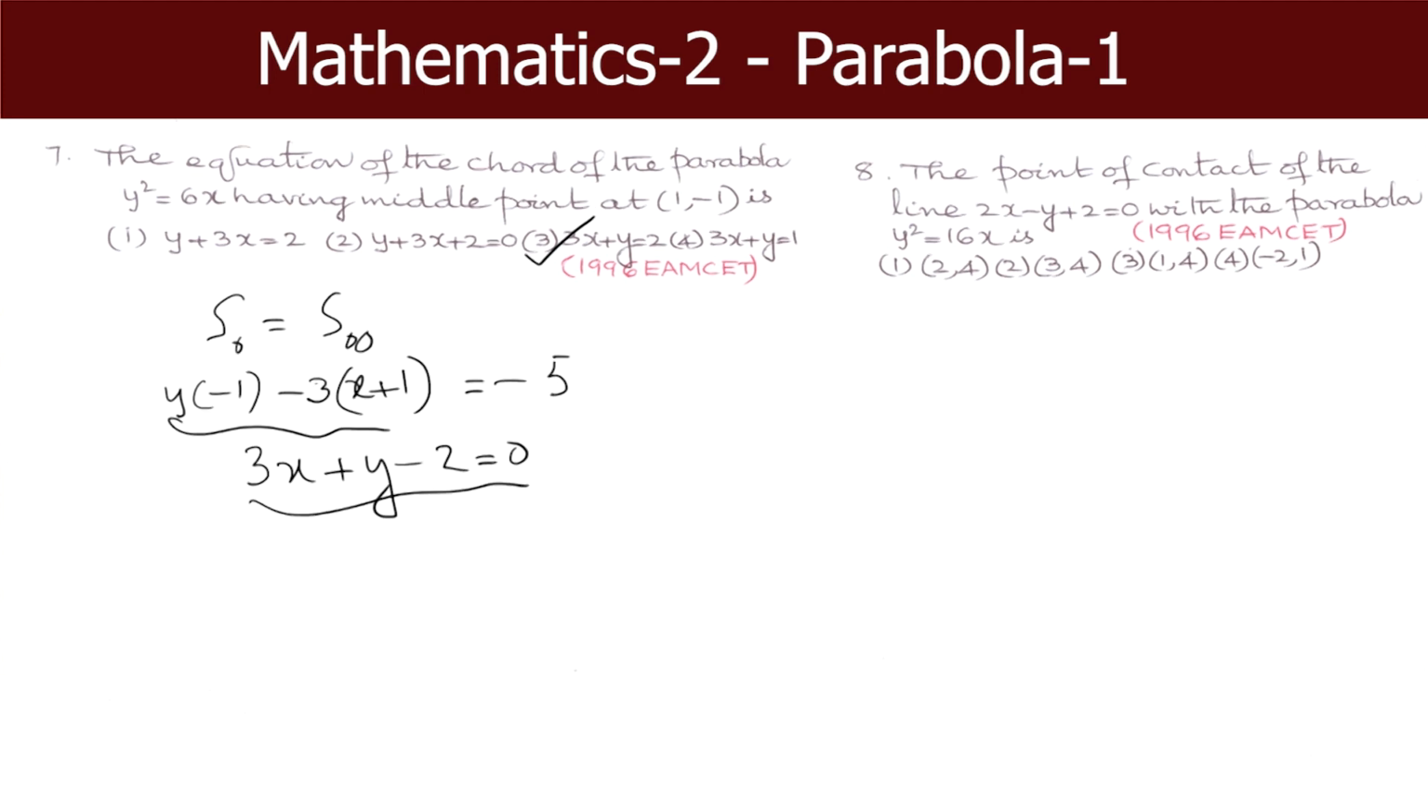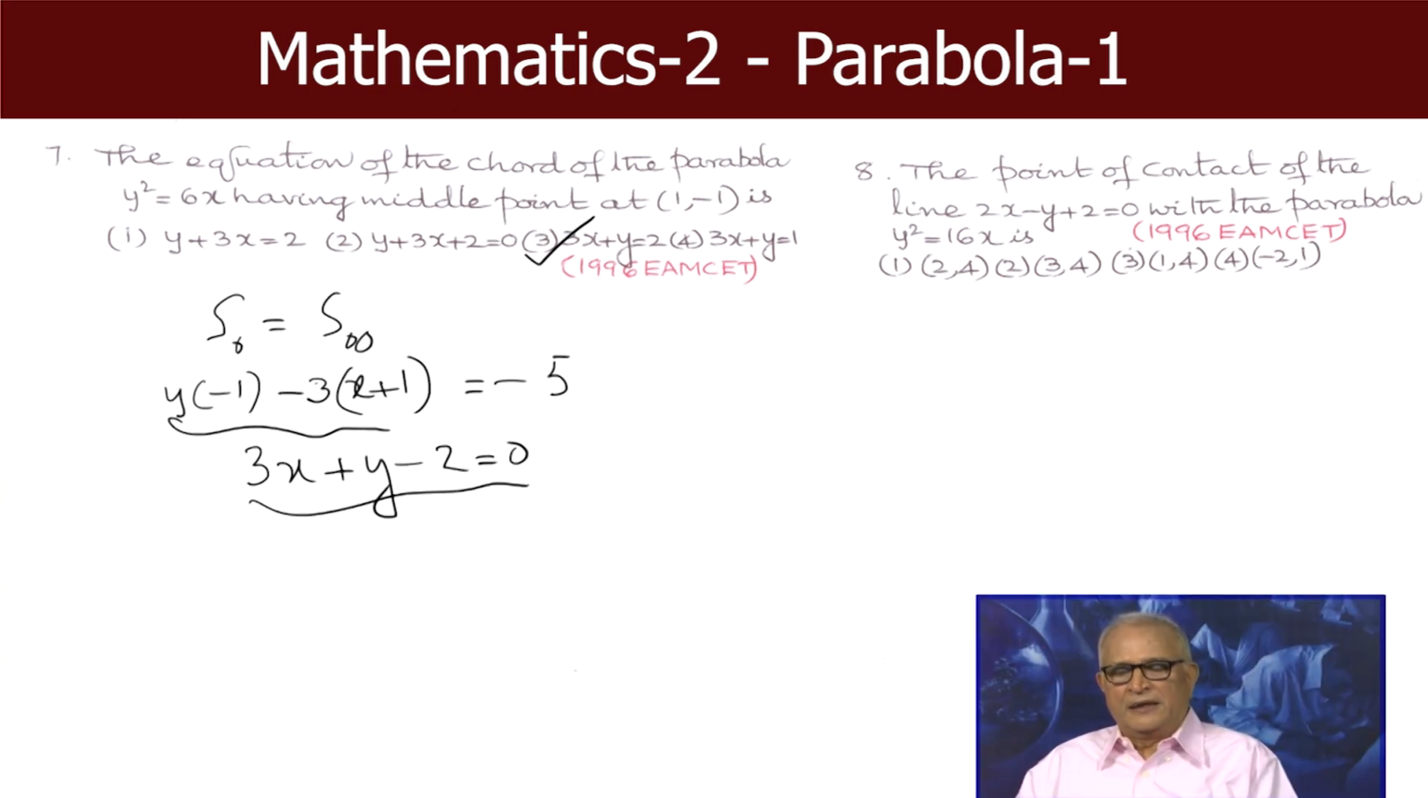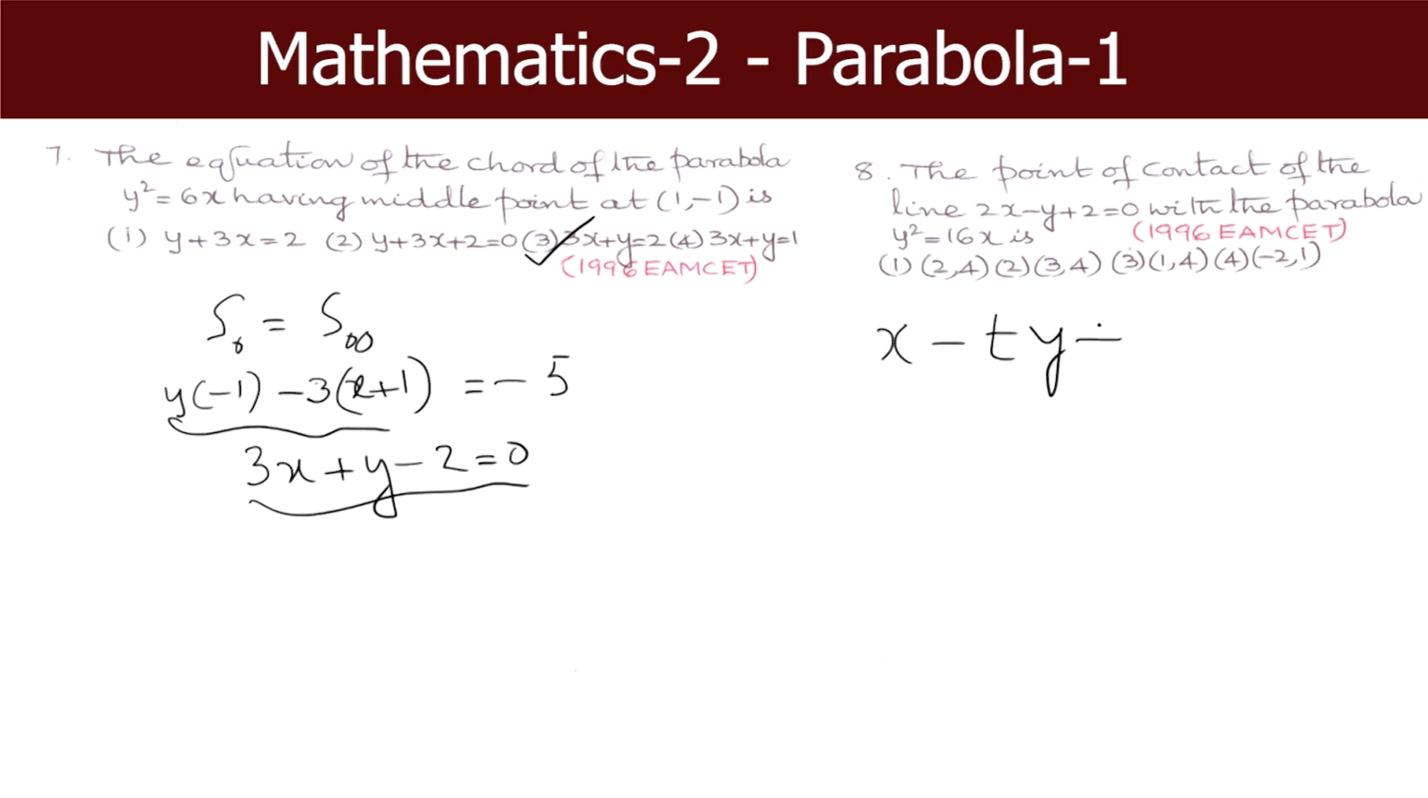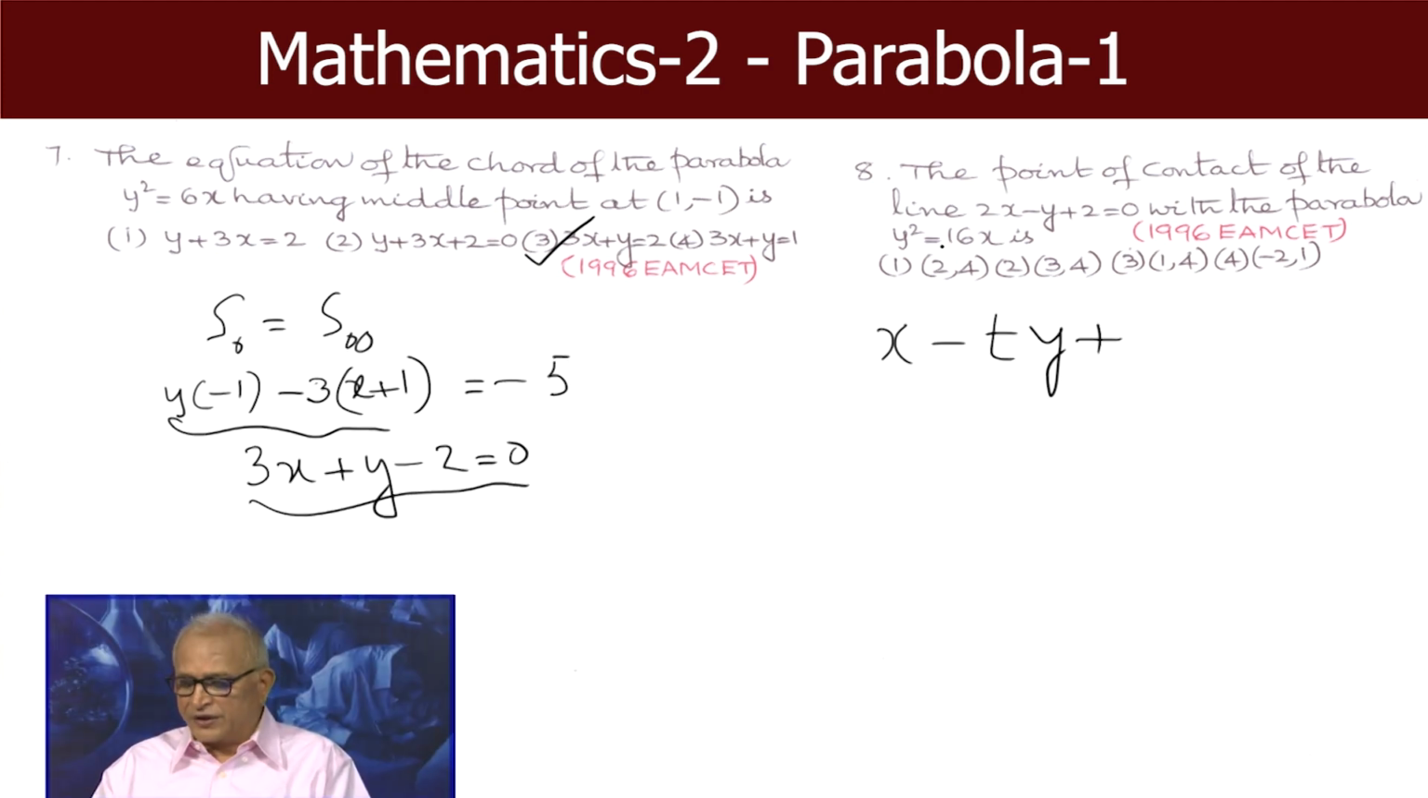Okay. Next, 8. The point of contact of the line 2x minus y plus 2 equal to 0 with the parabola y square equal to 16x is. Point of contact: the point on the parabola where the line is tangent to the parabola y square equal to 16x. A tangent to the parabola is x minus ty plus 8t square equal to 0. A is 4 here because 4a is 16.